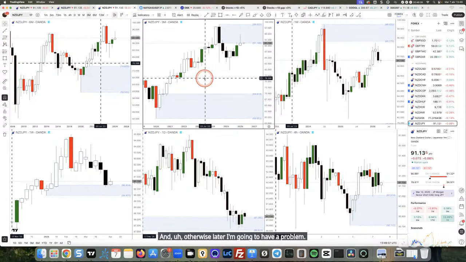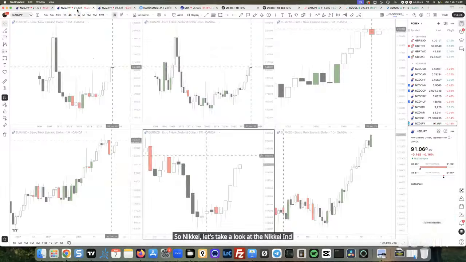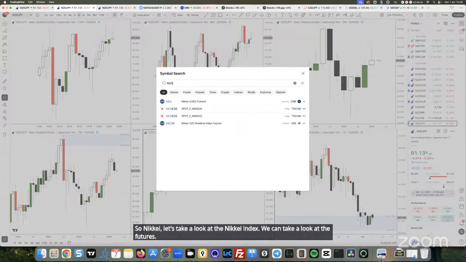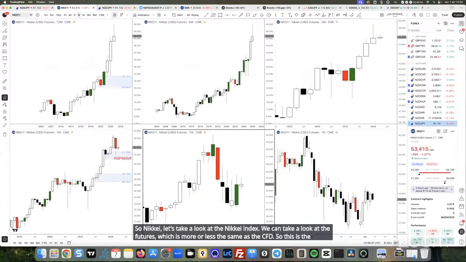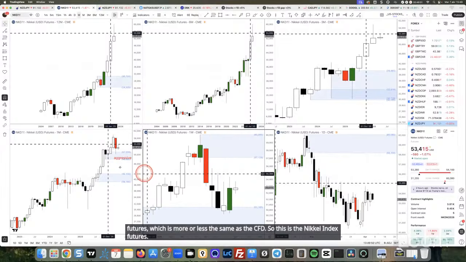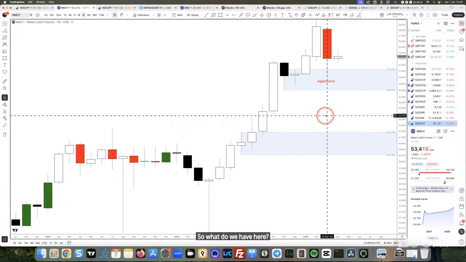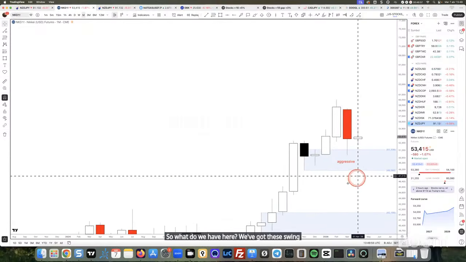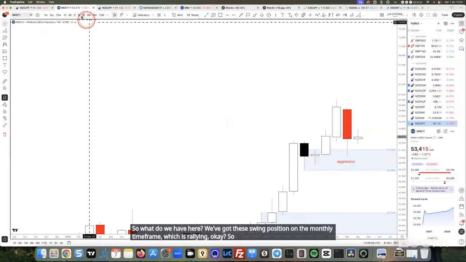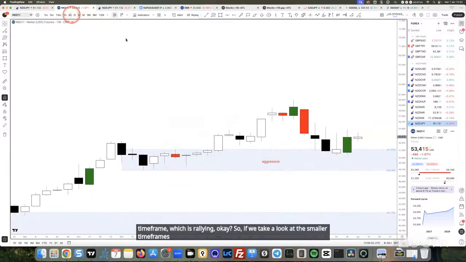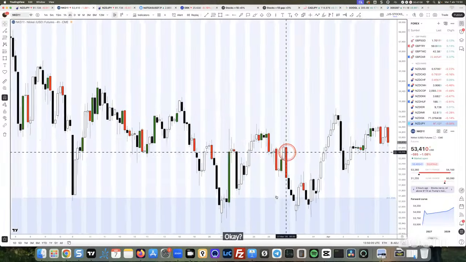So Nikkei, let's take a look at the Nikkei index. We can take a look at the futures, which is more or less the same as the CFD. So this is the Nikkei index futures. So what do we have here? We've got this swing position on the monthly time frame, which is rallying. If we take a look at the smaller time frames, let's go to the 4-hour. Okay, 4-hour time frame here.